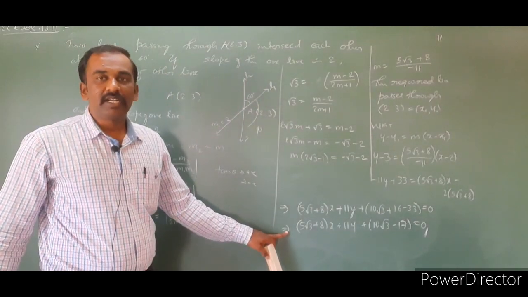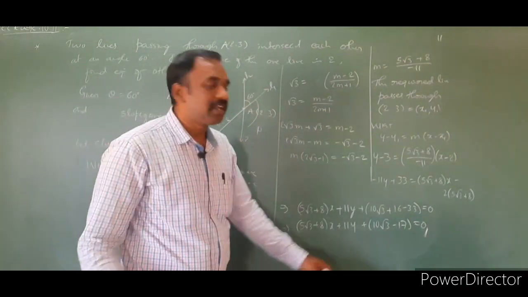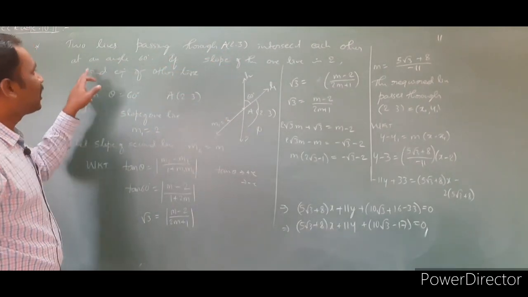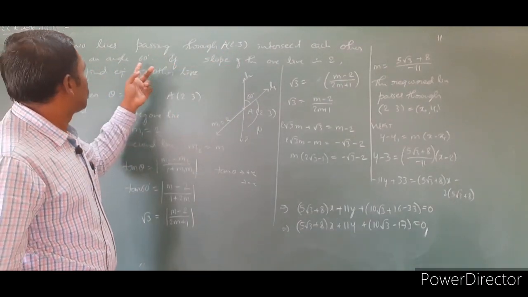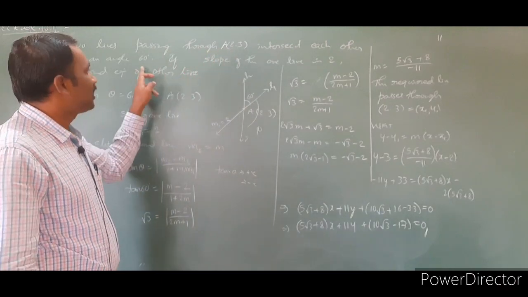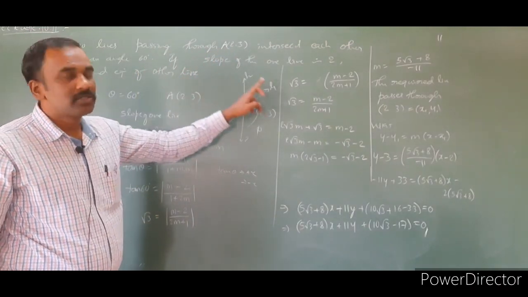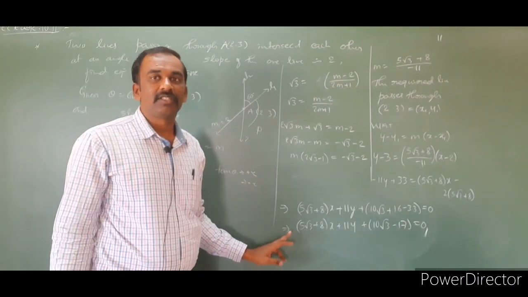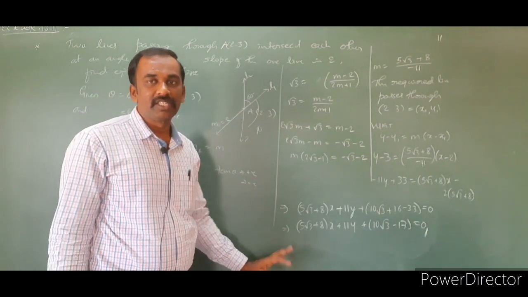This is the required equation of the line. So the line passes through the point 2 comma 3, two lines pass through the point and the angle between them is 60 degrees, slope of one line is 2. In that case, the equation of the line is this much. This is the required equation of the line.